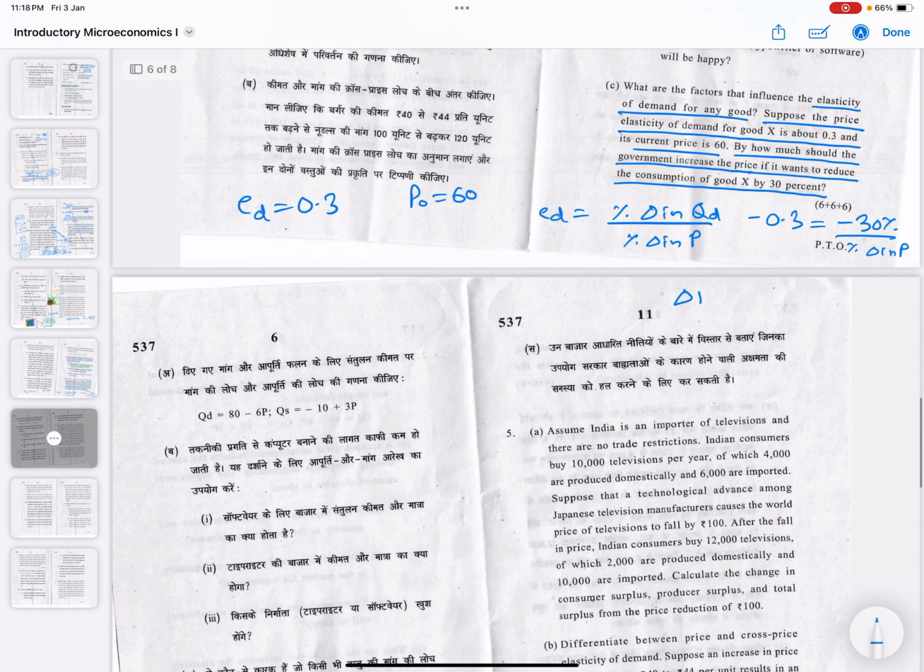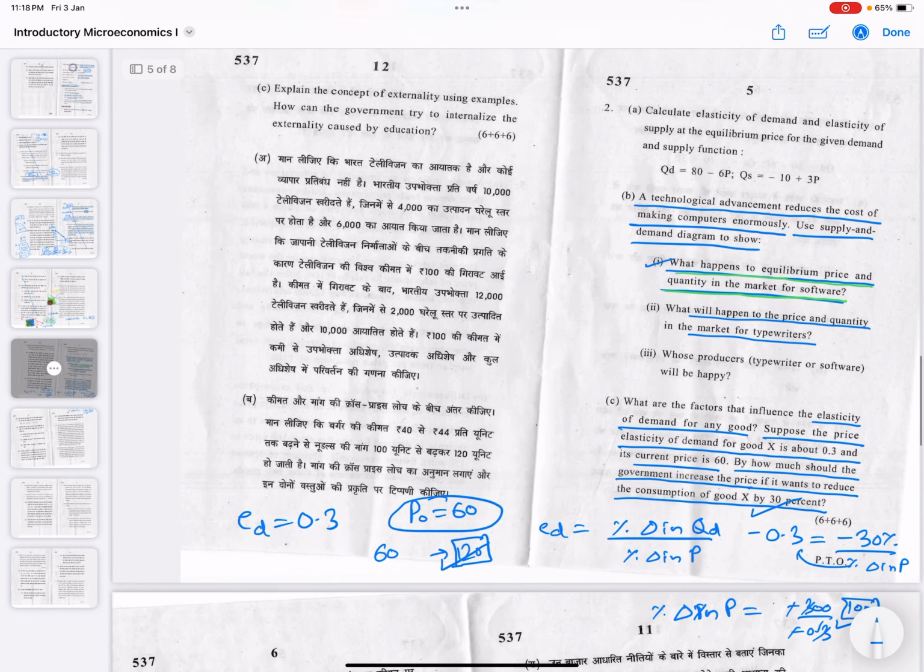So the percentage change in price should be, this would move here, minus 30 upon minus 0.3, minus cancels out. So 100% change should be there in the price. Now the current level of price is 60. With 100% change, it would become 120. So the new price level should be 120 so as to reduce the demand of the good by 30%. Okay, so we are done with this.